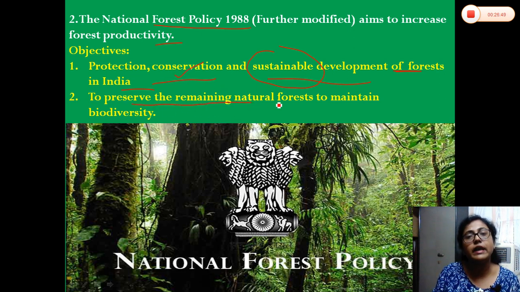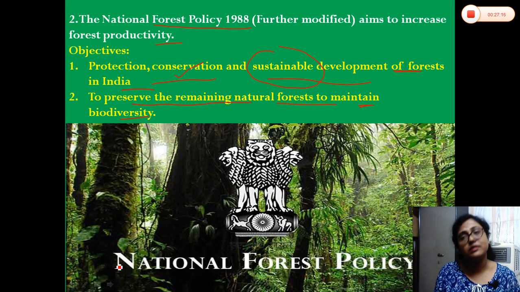To preserve the remaining natural forests, to maintain biodiversity. Forests are rich biodiversity hotspot areas. It maintains the ecosystem, it maintains all the natural cycles. So if forest is disturbed, all the natural cycles, water cycle, carbon cycle, oxygen cycle, will be disturbed and we will be affected. Okay, so we need to conserve the forest. We have to think about the value of the forest.